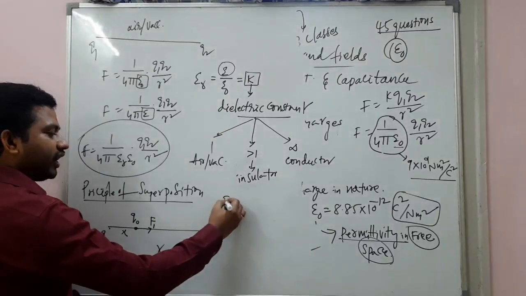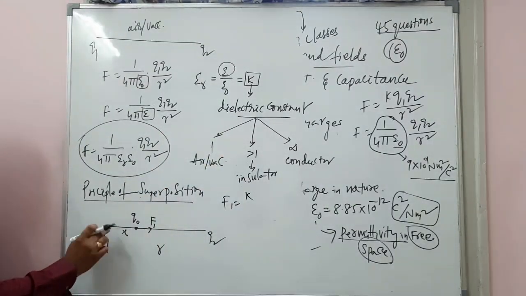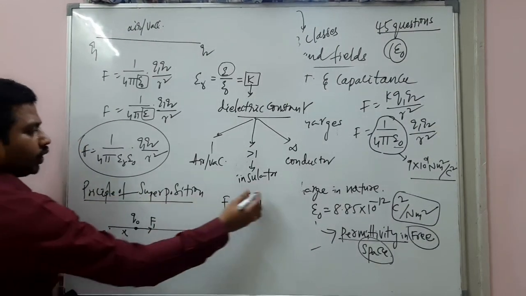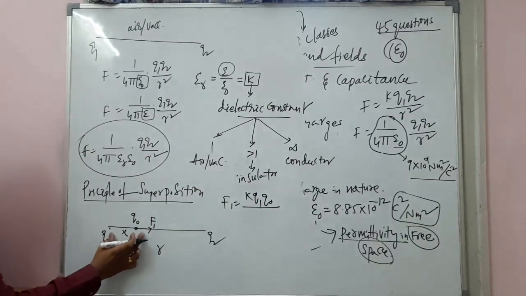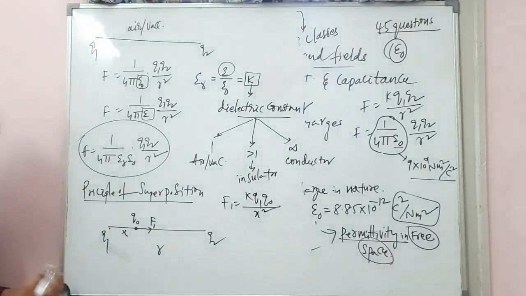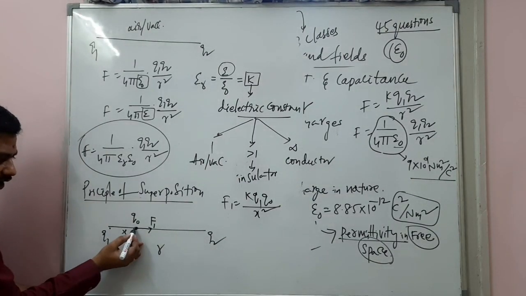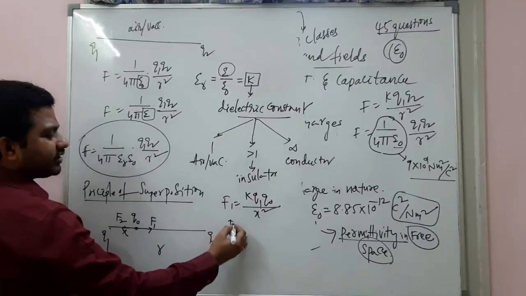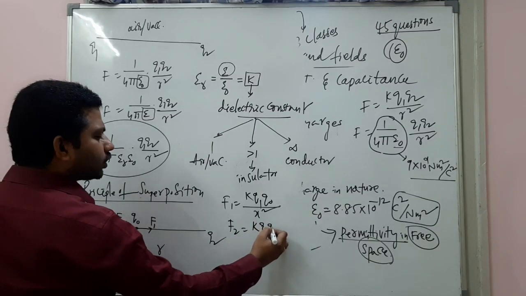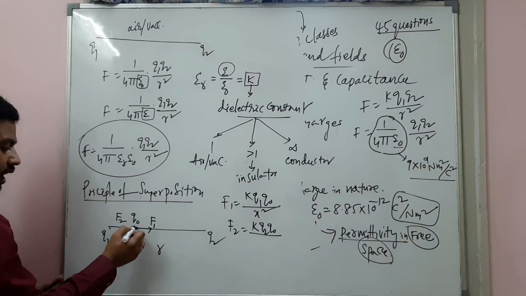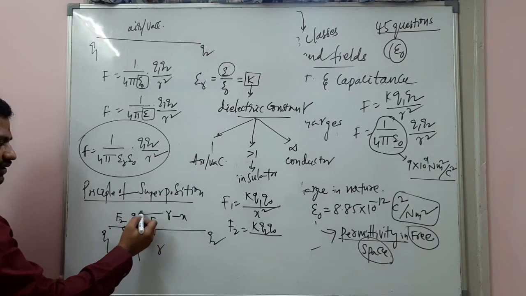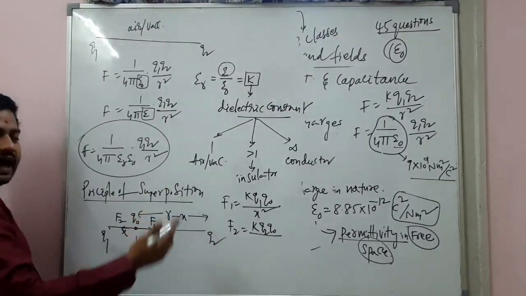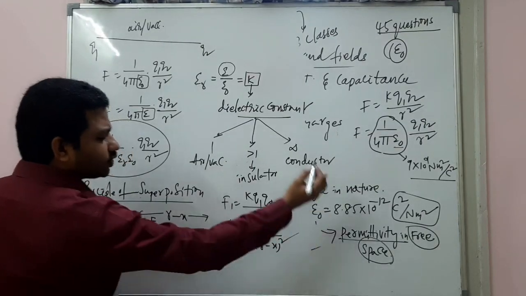So what is that value? F1 is equal to K into Q1 Q2 by R square, according to Coulomb's law. Here Q1 is Q1, Q2 is Q naught, divided by R square, so this is X square. And at the same time, this Q2 will apply a force F2 on Q naught. So what is that F2? F2 is equal to K Q2 Q naught divided by R minus X whole square. What is the distance between the two charges? When it is X, the total distance is R, so this distance is R minus X.